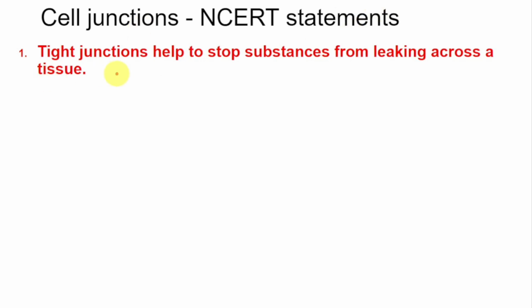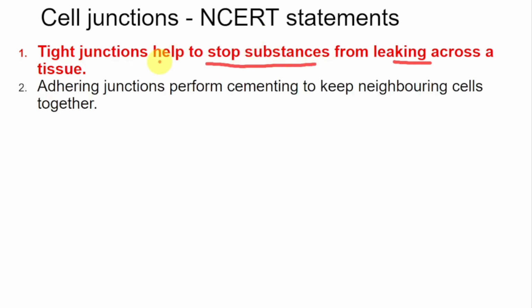The first junction is tight junctions. This helps to stop substances from leaking across a tissue. So tight junction will completely stop substances from leaking across a tissue. And this is the only statement given there. You don't have to study what types of protein complexes are involved to create tight junctions. Nothing like that. The only thing to remember, the keyword is stop substances from leaking across a tissue.